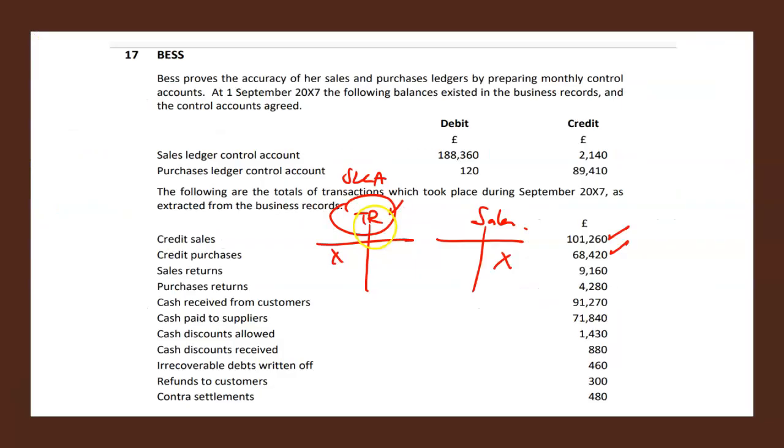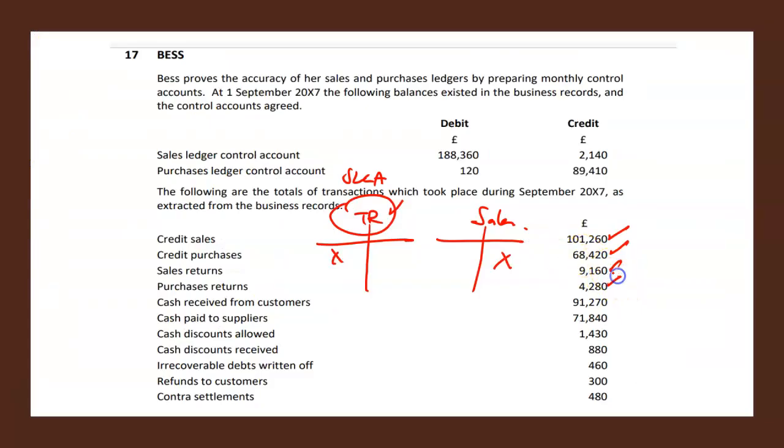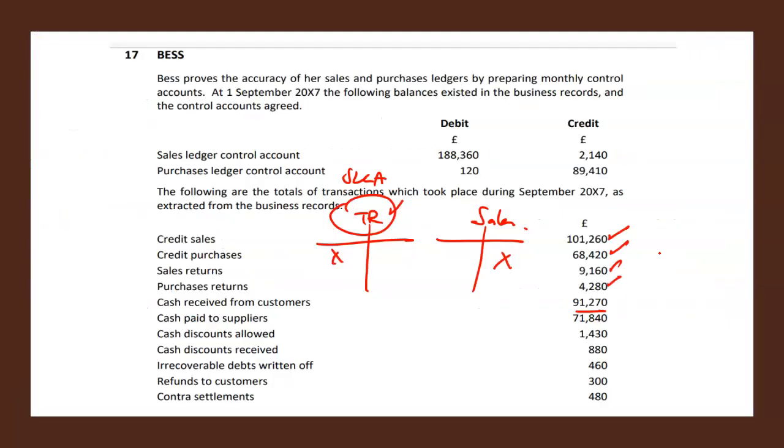Sorry. Then you receive cash. Well, I am doing the question, so I'll leave it less theoretical and just do it until we get to something that we need to really explain. So cash received from customers. So that's debit bank and credit the trade receivables, 91270.